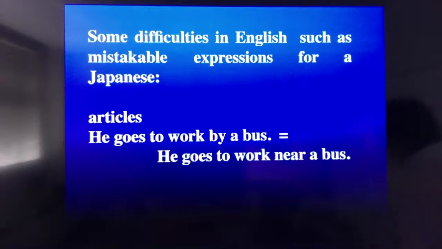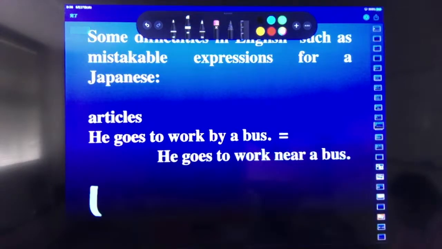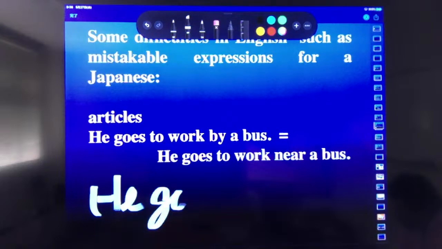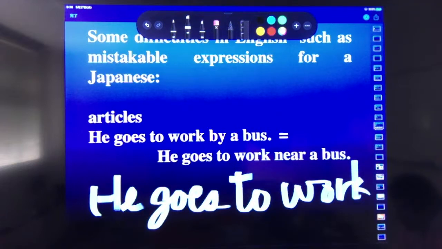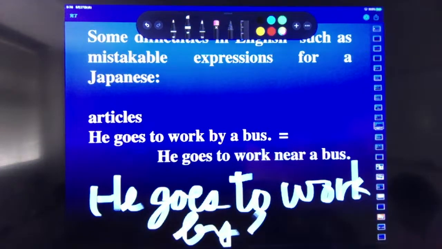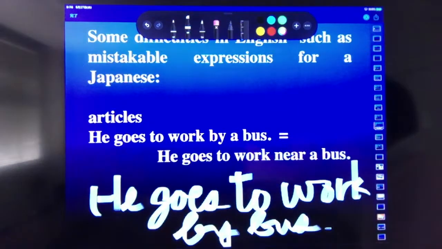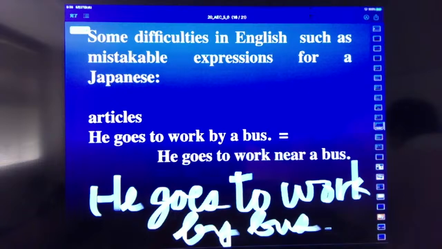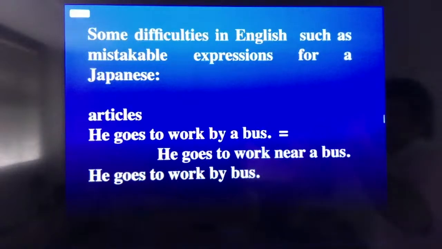So this is different from "he goes to work by bus". This is with bus, but different. This is different. Yeah, this one: he goes to work by bus. You use the bus when you visit your office.